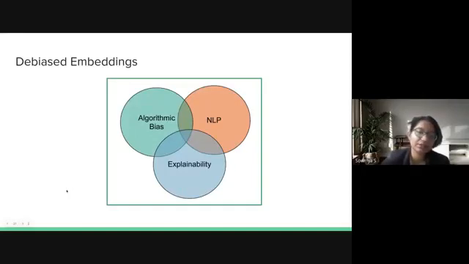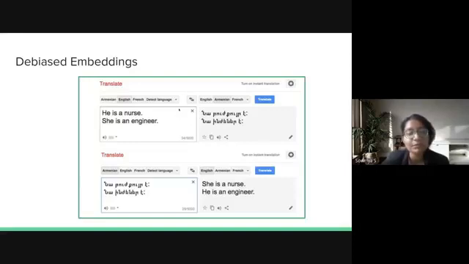This is a sort of involved task because we are looking at the algorithmic bias, we are looking at NLP, and we are also looking at explainability or interpretability, because if it is not interpretable, we will not be able to measure whether the bias has been removed or not. One example is between English and Armenian. If you put in he is a nurse, she is an engineer, it gets reverse translated to she is a nurse and he is an engineer. You might have seen this all over on social media that such biases exist. I have seen this in, say, our local languages as well.